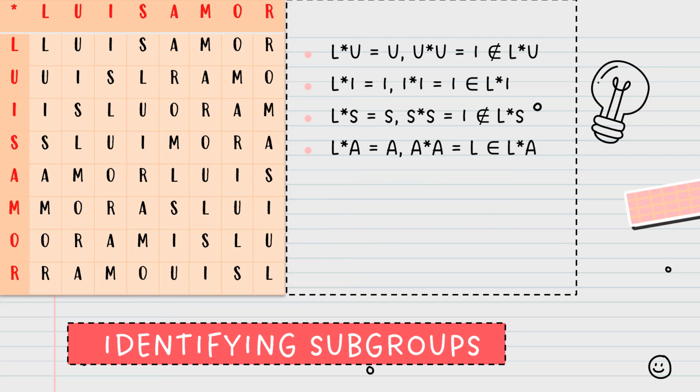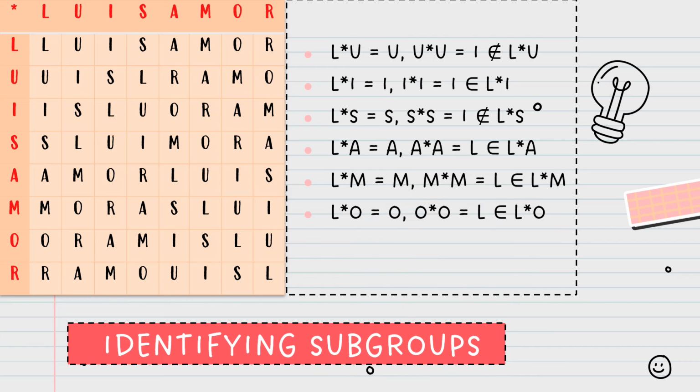Next is L star A, which is equal to A. Then A star A is equal to L, and L is an element of L star A. Therefore, it is a subgroup. Next, L star M is equal to M, M star M is equal to L, and L is an element of L star M. Therefore, it is also a subgroup. Then, L star O is equal to O, O star O is equal to L, and L is an element of L star O. Therefore, it is a subgroup as well.